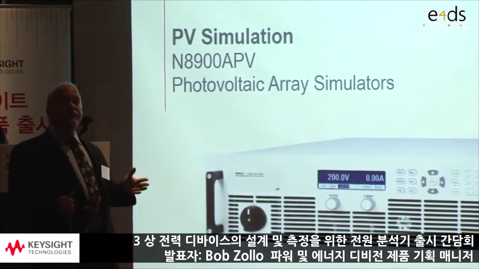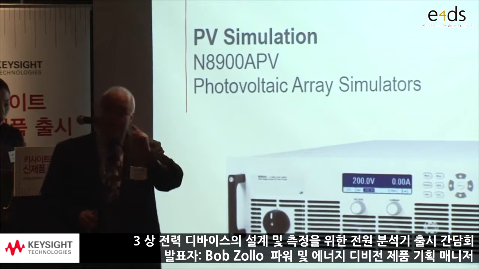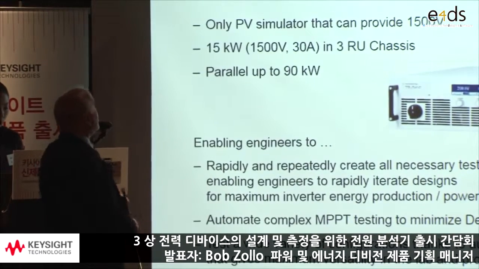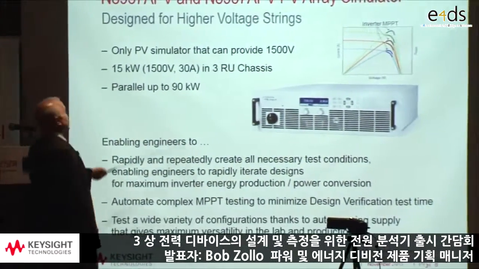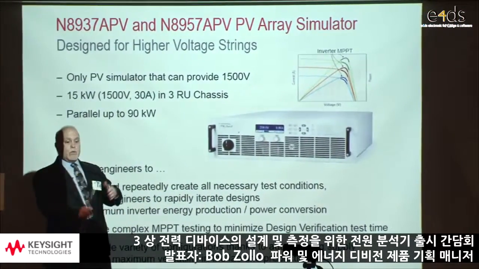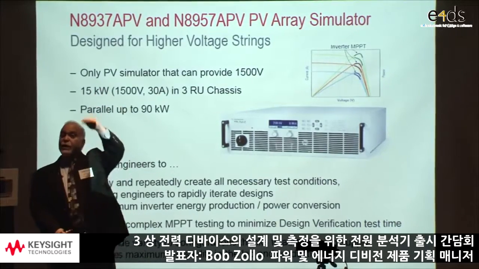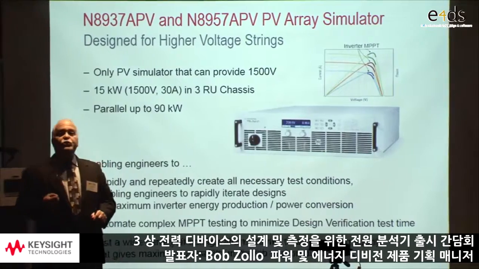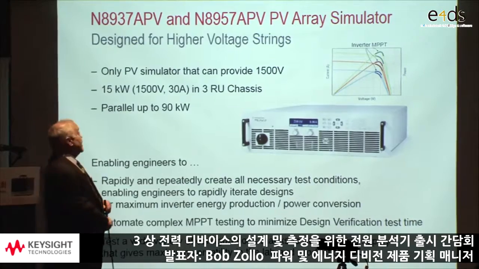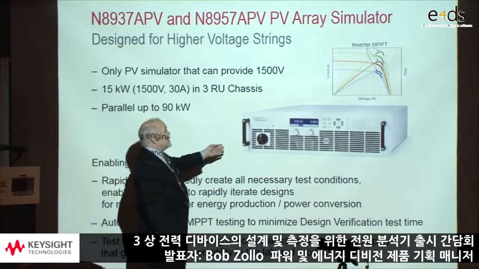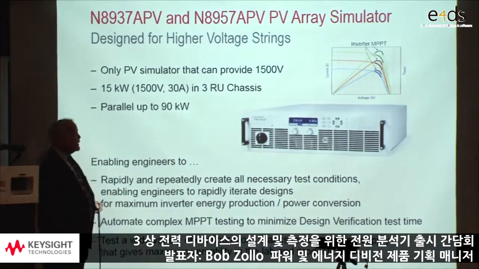So let me begin with briefly touching on a product called the N8900 photovoltaic PV simulator. The N8900 photovoltaic simulator is designed for simulating high voltage strings. This is when you take solar panels and put many of them together into what's called a string, and you create a high voltage string. High voltage strings use energy more efficiently and use the investment in solar more efficiently. Therefore, this new photovoltaic simulator allows engineers to simulate those strings and therefore make a better product.